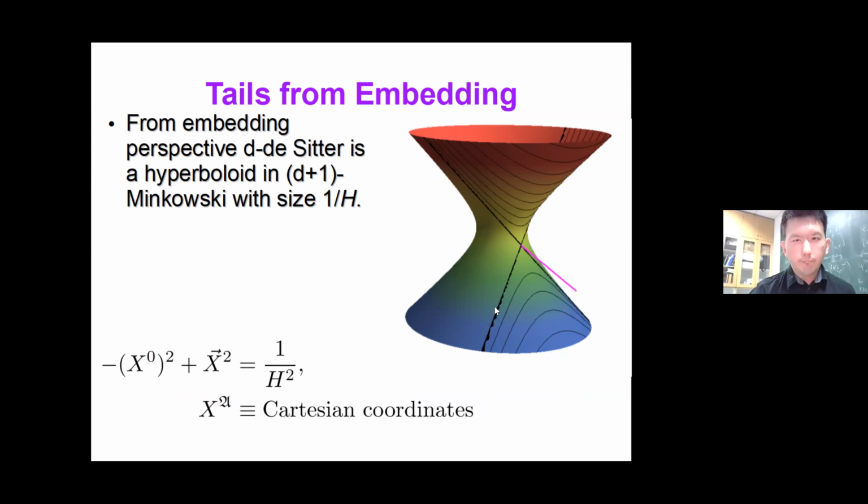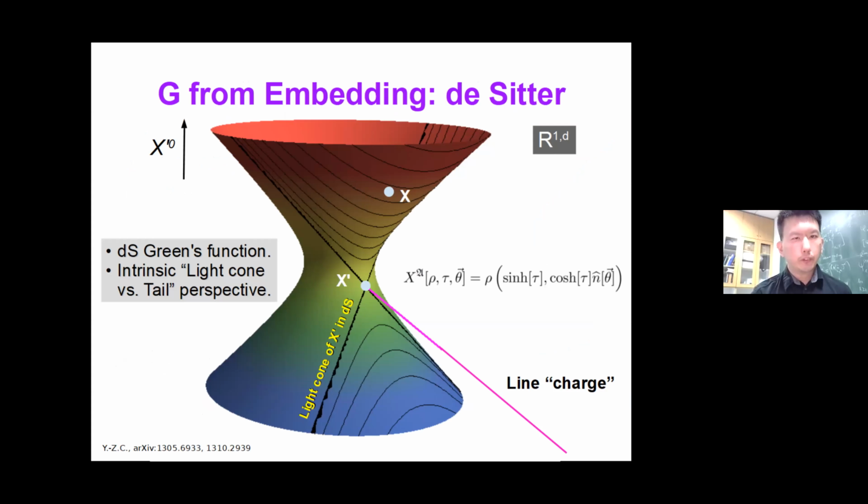These black lines that you see are the light cone of the Green's function if you put this point source at the tip of this pink line. And these wavy lines that you see are actually the equipotential lines of the tail of the Green's function. So this is from the intrinsic perspective. If you're living on the hyperboloid, that's what the Green's function would look like to you. But you can also think of it from the ambient flat space-time perspective.